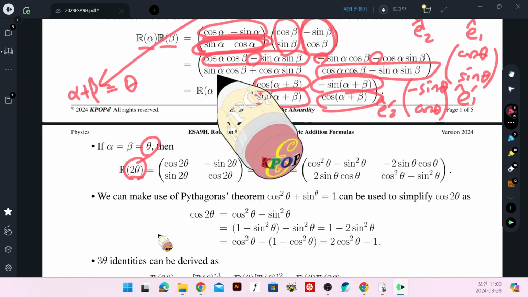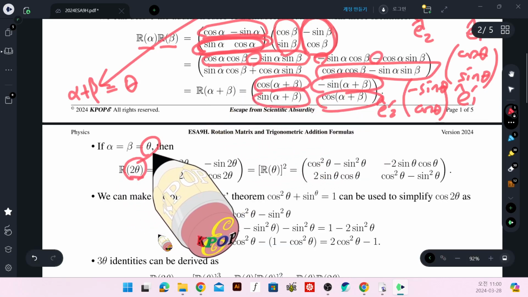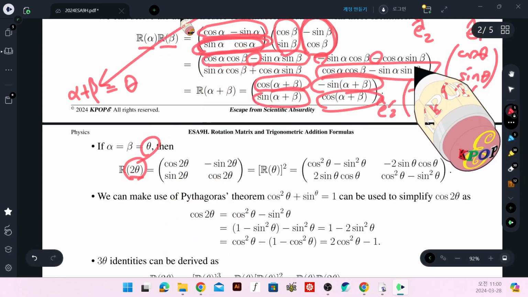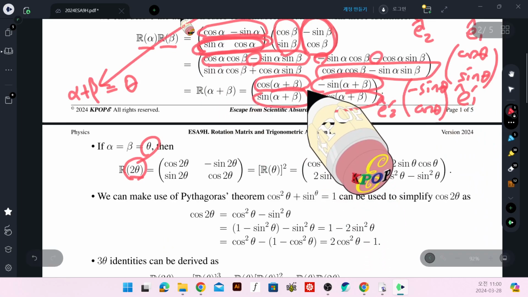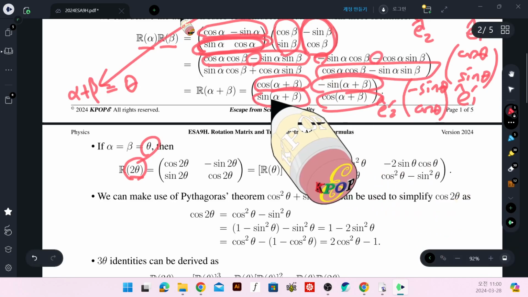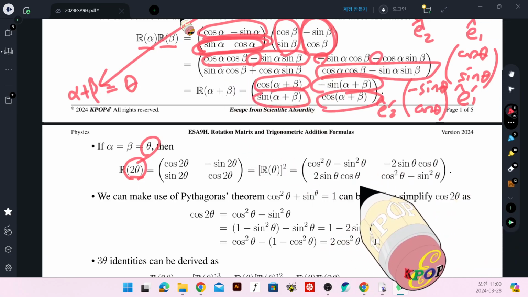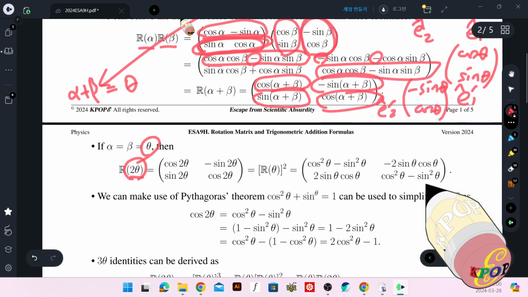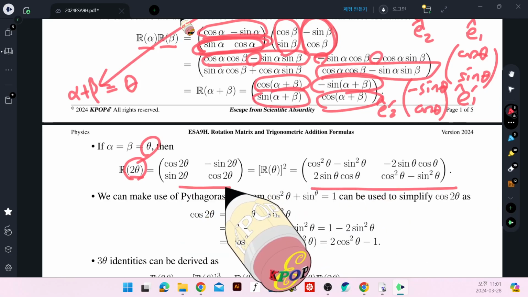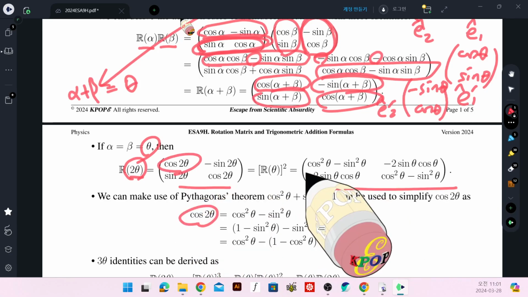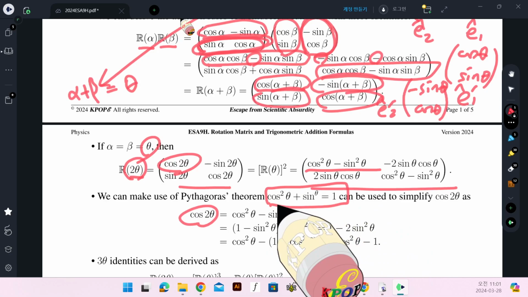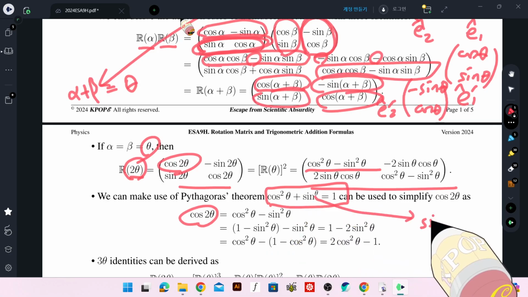We can substitute alpha equals beta equals theta in this product. We find this is cosine squared minus sine squared, and minus 2 sine cosine, and plus 2 sine cosine, and cosine squared minus sine squared. The identity leads to the constraint equation that cosine 2 theta is cosine squared minus sine squared theta.